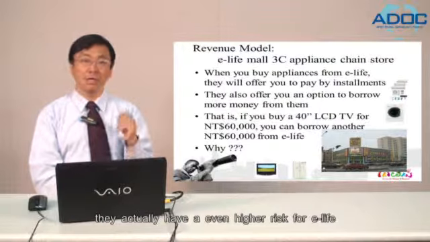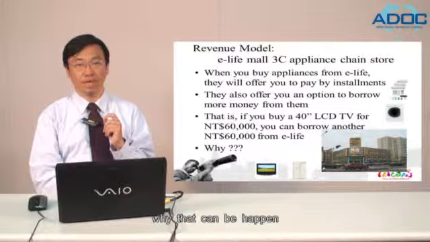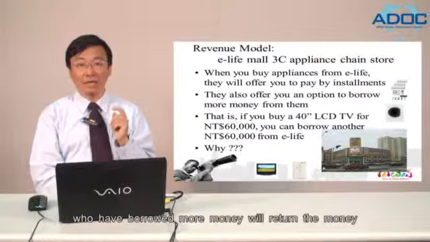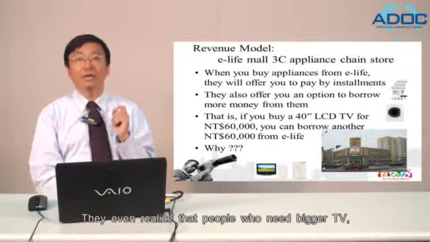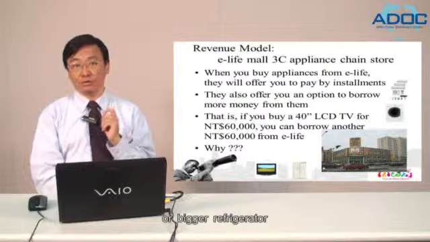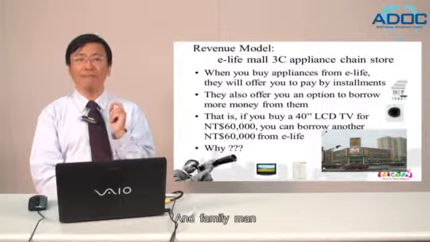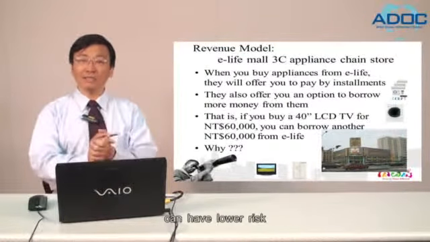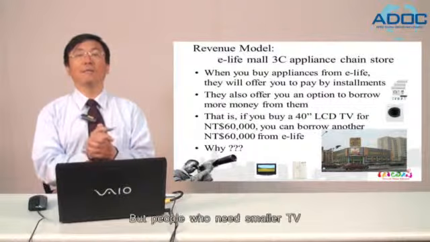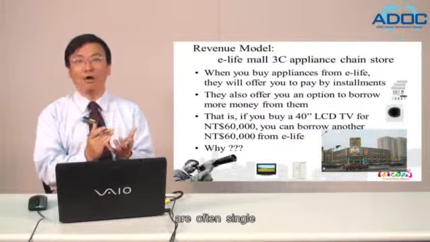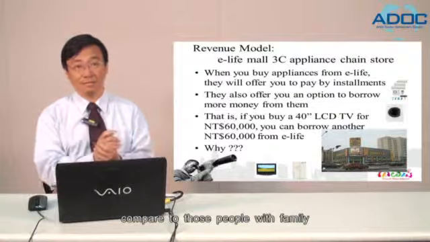So eLife began to investigate why that could happen. Why do those people who borrow more money return the money? They realized that people who need a bigger TV, bigger air conditioner, or bigger refrigerator are people with families. The family man. And family men have lower risk because they are more responsible. That's why you have a family, right? Be responsible. But people who need a smaller TV are often single, and those people may not be as reliable compared to those with families.